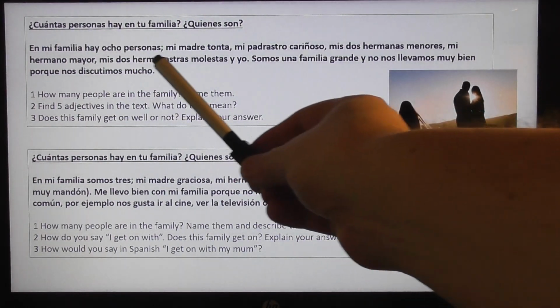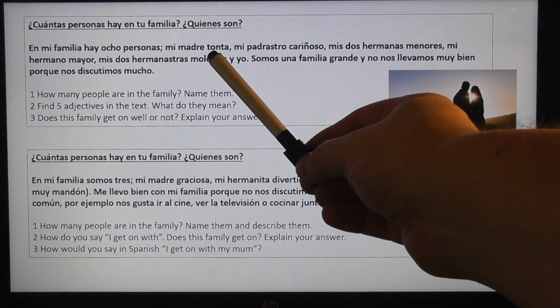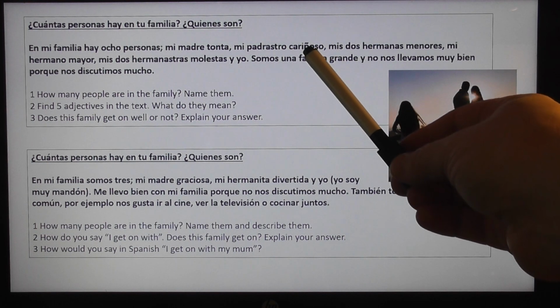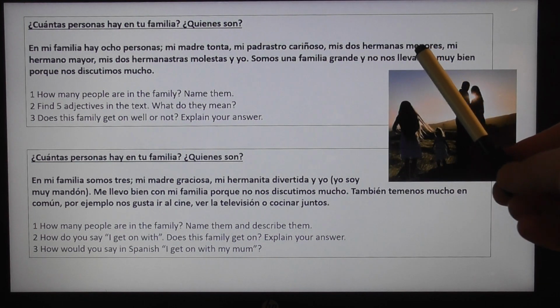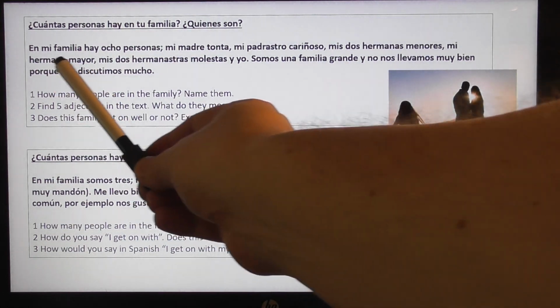Well, the first one I came along was tonta, mi madre tonta, poor mum, silly mum, silly. Mi padrastro, cariñoso, so that's caring stepdad. Menores, your 2 sisters are, it's a bit like the word minors, isn't it? So it's younger. And then the opposite, my older brother, mayor.